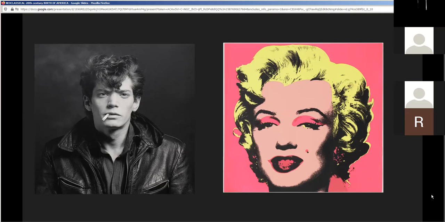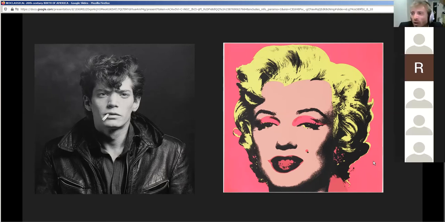So what's this picture on the left? What do you think the artist or the photographer is trying to address here? Is he kind of portraying an outlaw, a bad boy? Yeah, exactly. I think the artist is trying to show several aspects of the bad boy here. Him smoking, his jacket, maybe his hair that's all messed up. Right, like right out of Grease, the movie Grease.